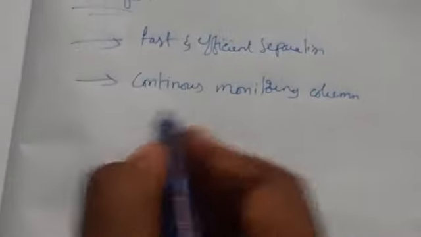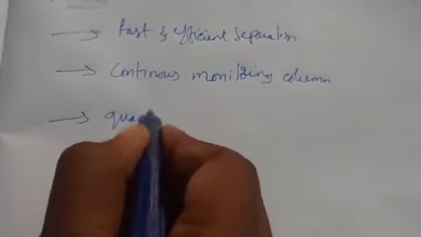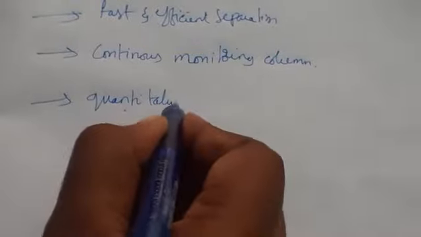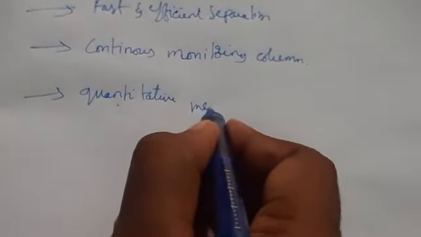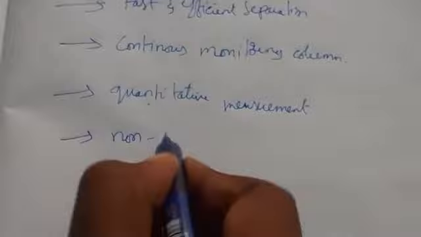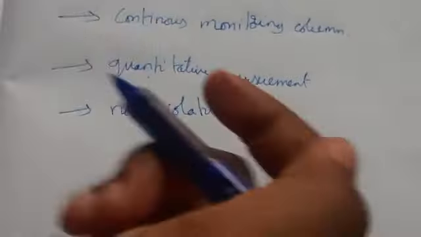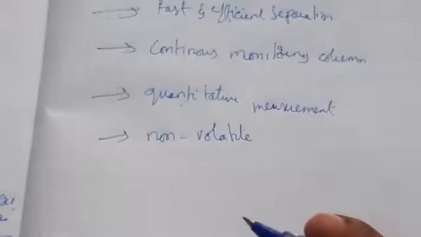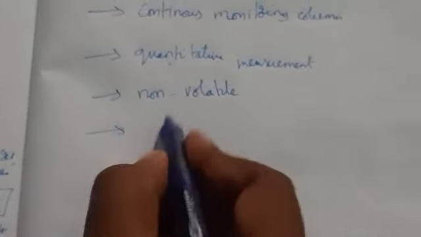It is a quantitative measurement here. Quantitative means we can know the quantity of it. It is used for non-volatile components only. Non-volatile means only liquid and solid components can be used. We can't use gas components. Volatile means which can easily evaporate, so those types of components we cannot use here. It can be used for both aqueous and non-aqueous samples.